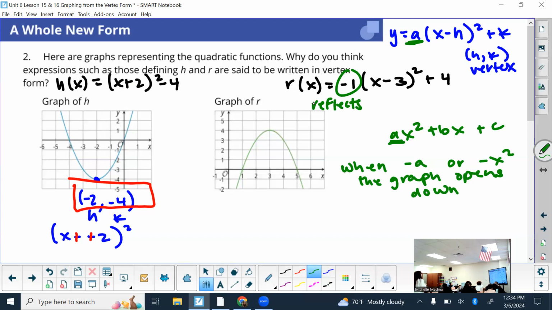Where do we see the 3 and the 4? The vertex. My vertex is at 3, 4. And the H is always the opposite of how it looks in the equation. Here it looks negative, because I plugged in a +3 into x minus H. And then K always matches. Any questions? Good on that?